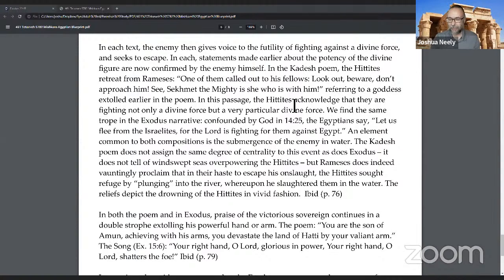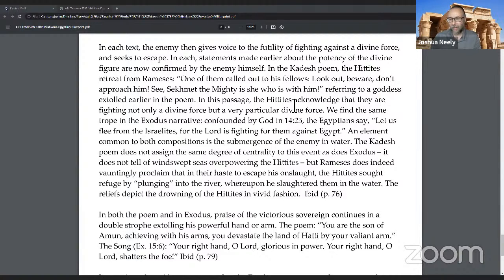In each text, meaning both the text of the Egyptians and our text from Torah, the enemy then gives voice to the futility of fighting against a divine force and seeks to escape. In each statement, statements made earlier about the potency of the divine figure are now confirmed by the enemy himself. In the Kadesh poem, that's the Egyptian version, the Hittites retreat from Ramses. One of them called out to his fellows, "Look out, beware, don't approach him. See, Sekhmet the mighty is she who is with him."